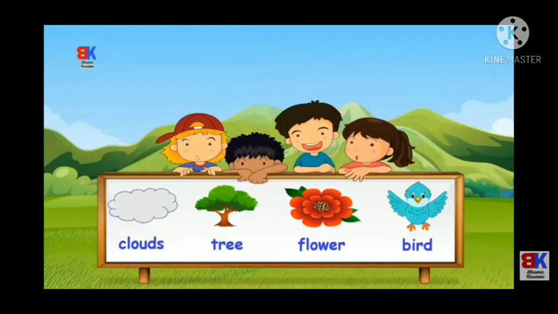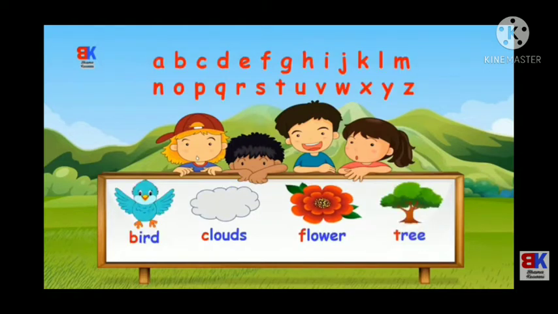Let's see the first set of examples. Here you can see 4 words, 4 nouns are given: clouds, tree, flower and bird. Alright. Now students, what you have to do is look at the first letter of each word. For your reference, the A to Z, the ABCD sequence, is given above the slide, and in the given nouns you have to look at the first letter that is highlighted, like B, C, F and T, and by observing that you have to find out which letter comes first.